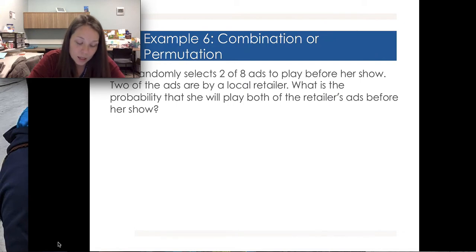Example 6. A DJ randomly selects 2 of 8 ads to play before her show. 2 of the ads are by a local retailer. What is the probability that she will play both of the retailer's ads before her show?